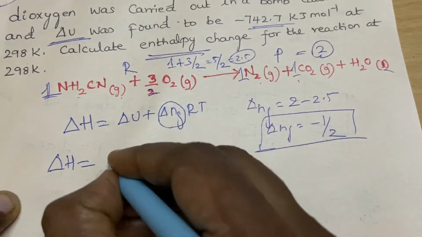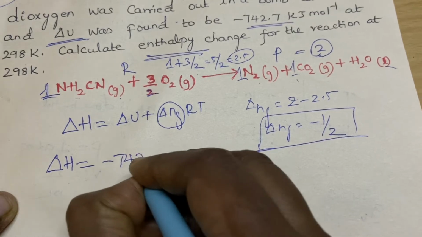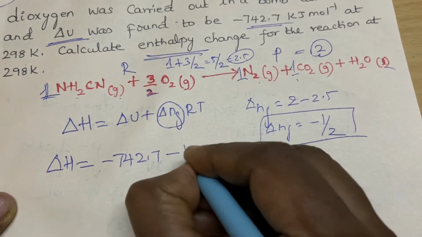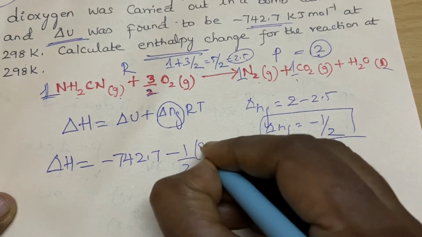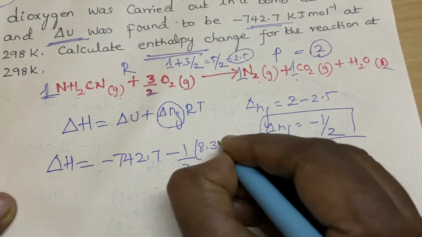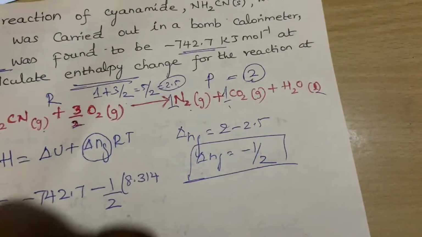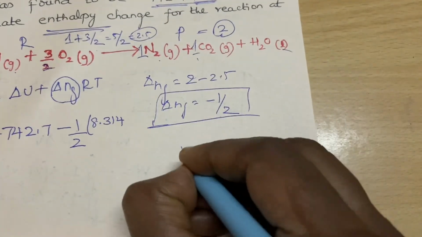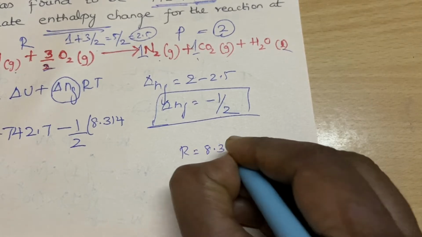Okay, I am taking this value, so minus 742.7. Okay, so minus half, minus half into 8.314. And one more thing, this is in kilojoules, isn't it? But your R value is in joules.